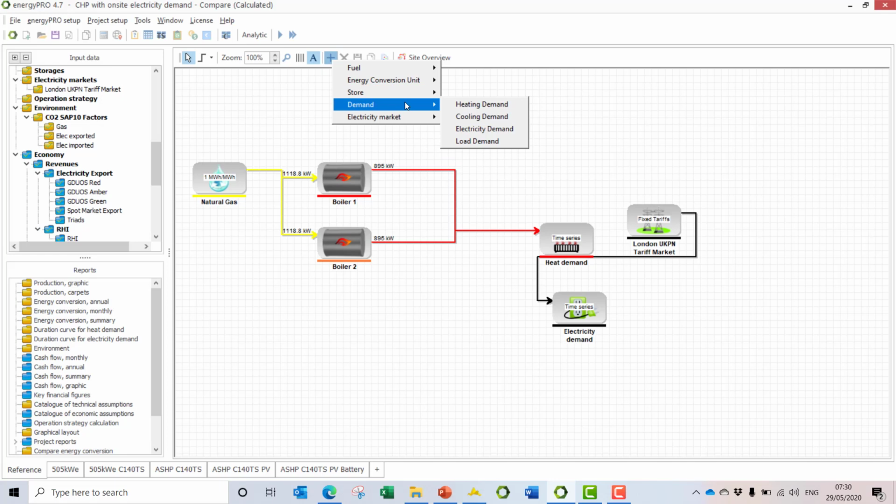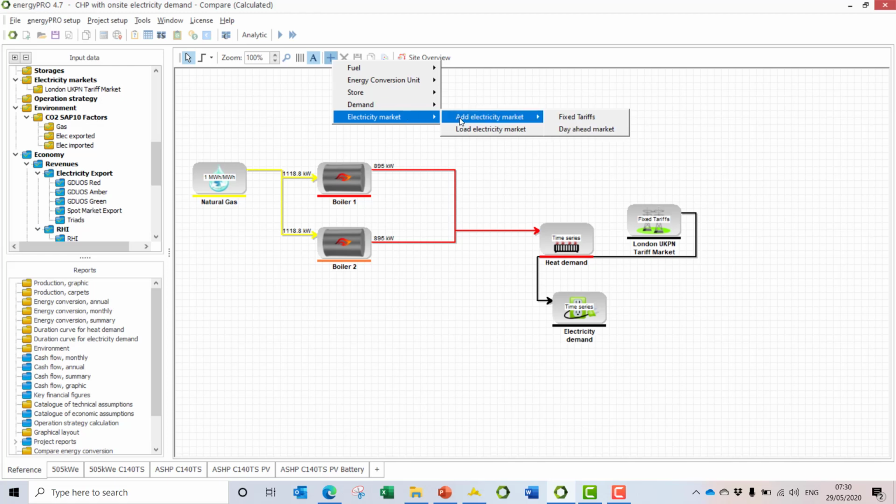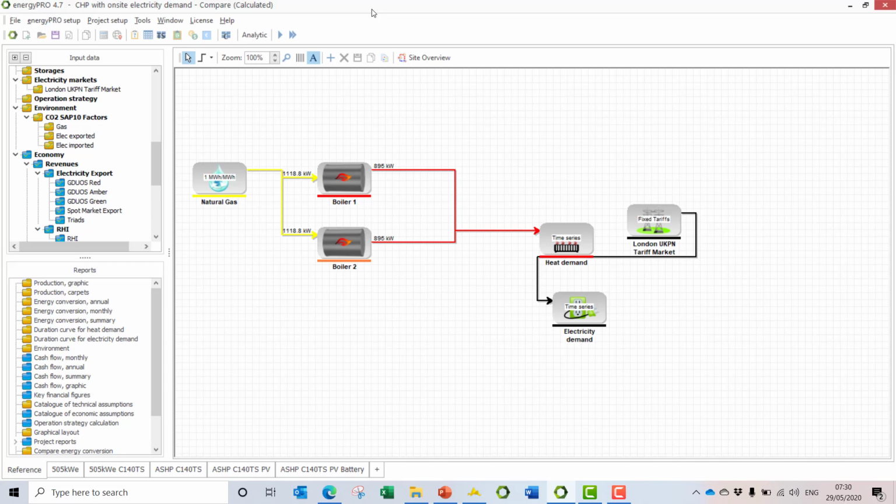And then we can model heating, cooling, and electricity demands and electricity markets, either spot markets or fixed tariff markets. So there's plenty of flexibility there to add different systems, and indeed there are more options. You can in fact add process heat demands as well. You can create fuels and have units that use fuels, so you can model electrolysis and hydrogen and so on. So pretty much anything is possible.